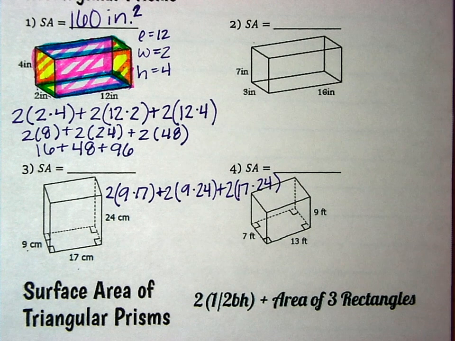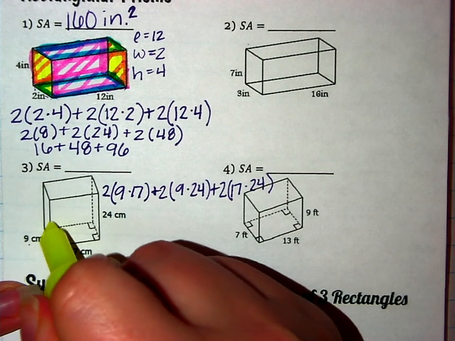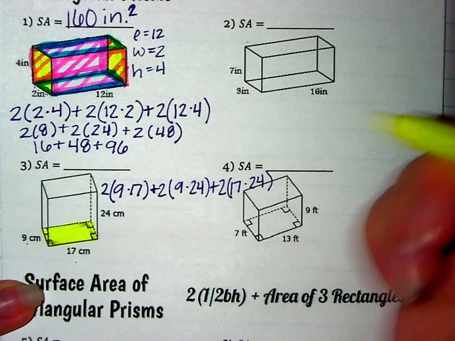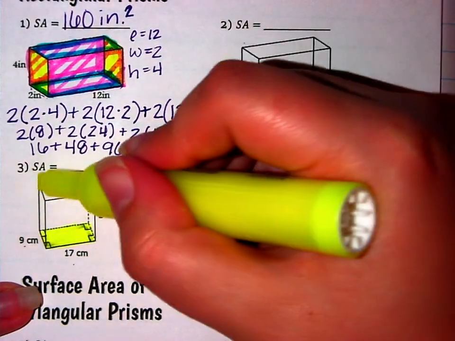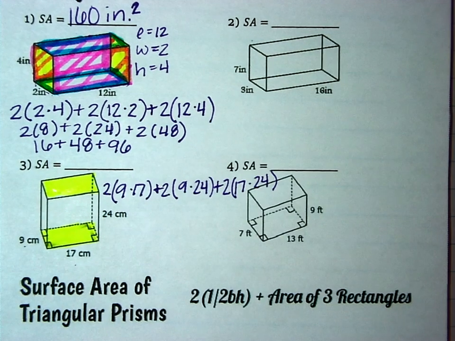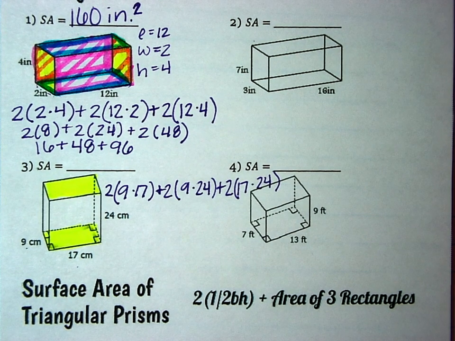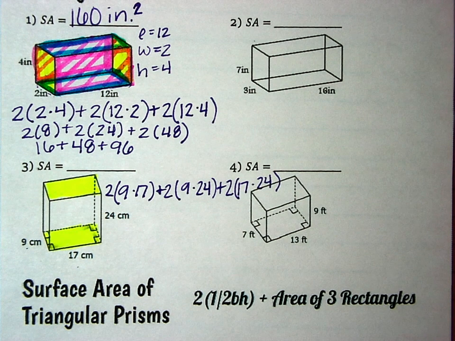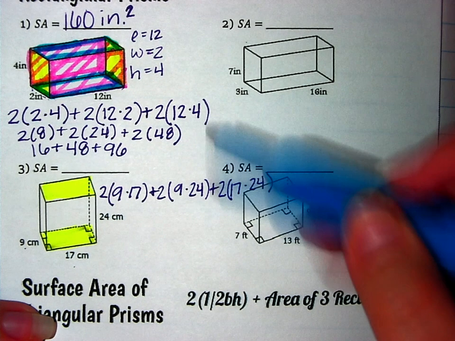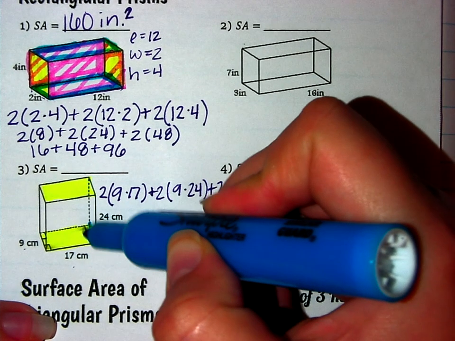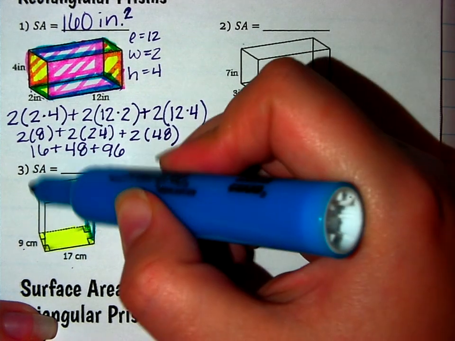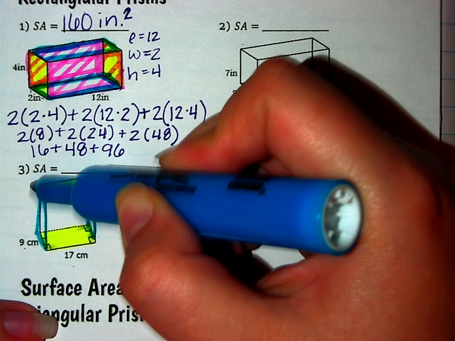So like the 9 by 17, that was the top and bottom rectangles. So we had that one on the bottom, and if there's one on the bottom, there's also one on the top. Alright, the 9 by 24. 9 by 24 is the right rectangle and the left rectangle.